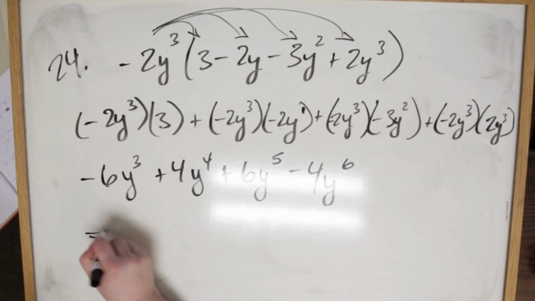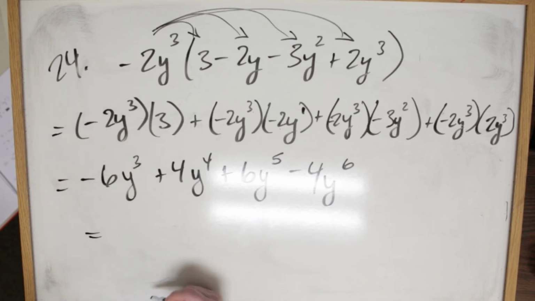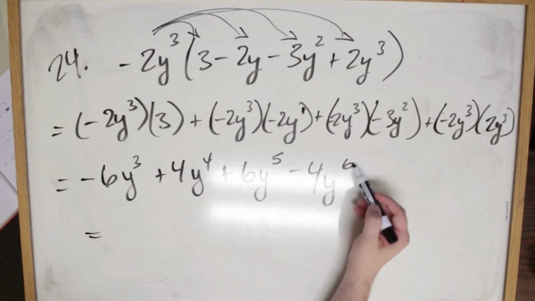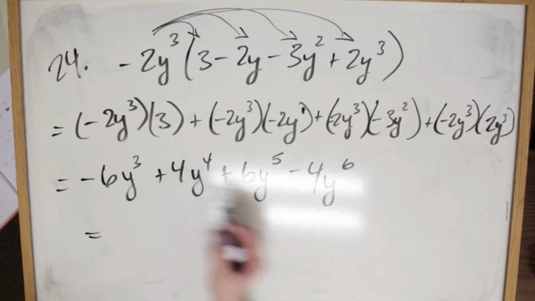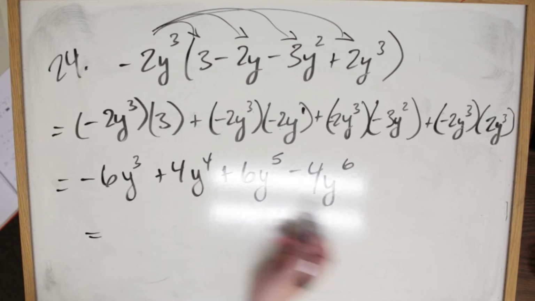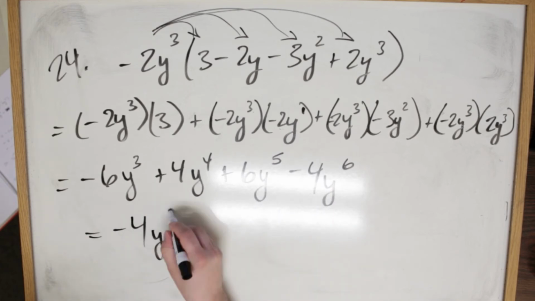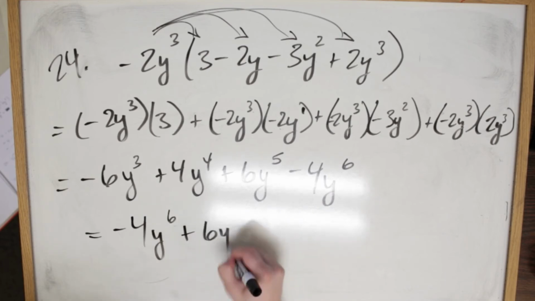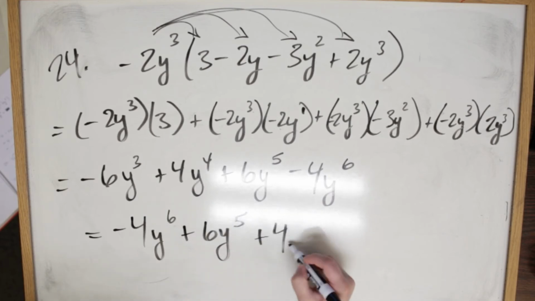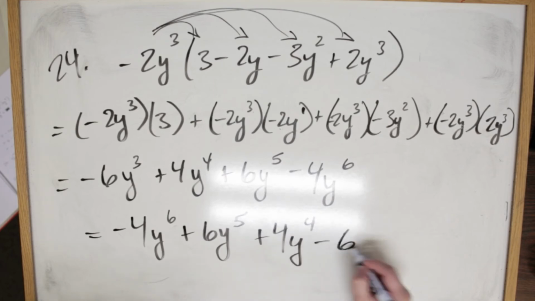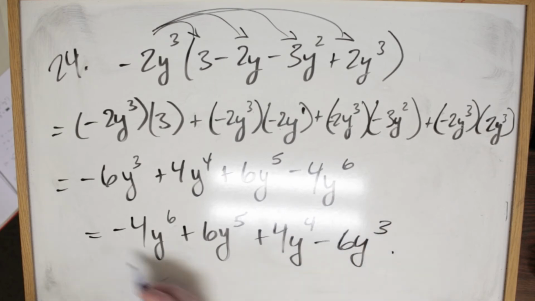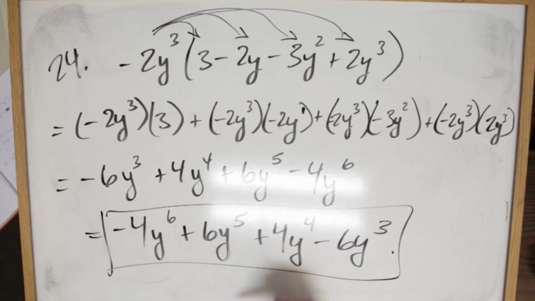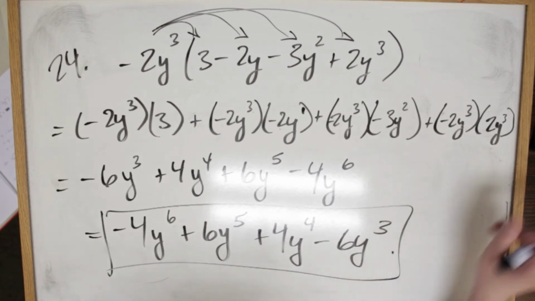Generally, when we represent these, okay, we usually put them in order from the highest exponent down to the lowest exponent. So all I'm going to do is just shift the order of these. So I get minus 4 y to the sixth plus 6 y to the fifth plus 4 y to the fourth minus 6 y to the third. Okay, and that is going to be my final answer. Again, both of these are technically correct. There's no difference really. The only difference, again, is the way that we normally write them is to have the highest exponent first, followed by all the other ones in order.